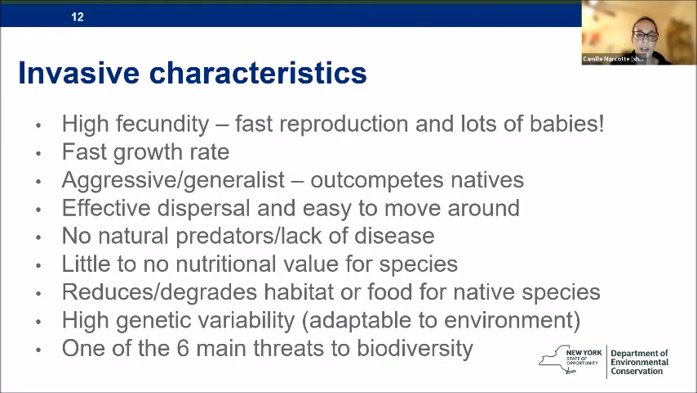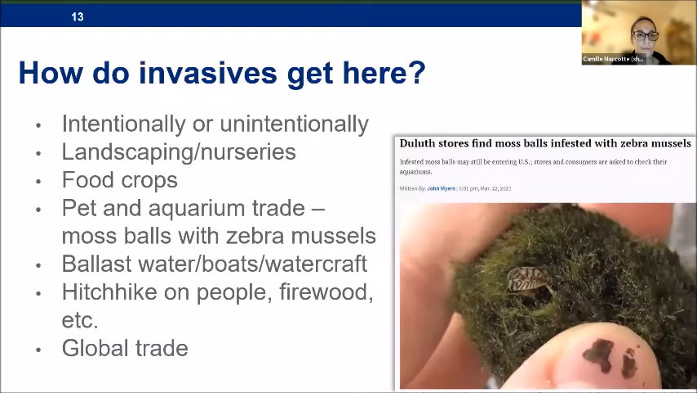So I remember Hillary talking about how invasives are kind of the potato chips in terms of not having any nutritional value. And so species might fill up on an invasive species and feel full, but not really be getting the nutrients they need. They can reduce or degrade habitat or food for native species. Like I mentioned before, they can eat off or kill off habitat that a native species needs. They're really adaptable to the environment, and they've been listed as one of the six main threats to biodiversity.